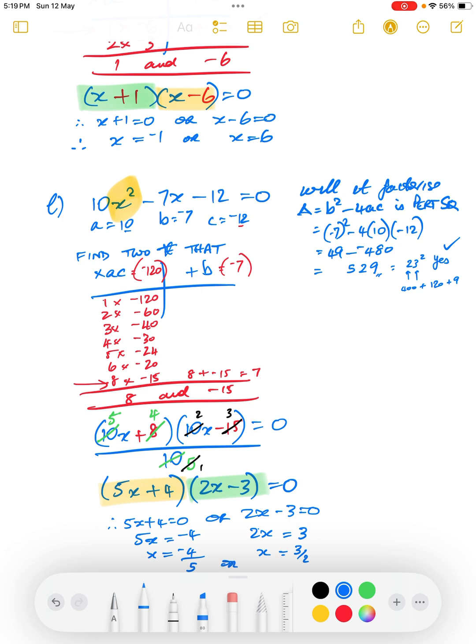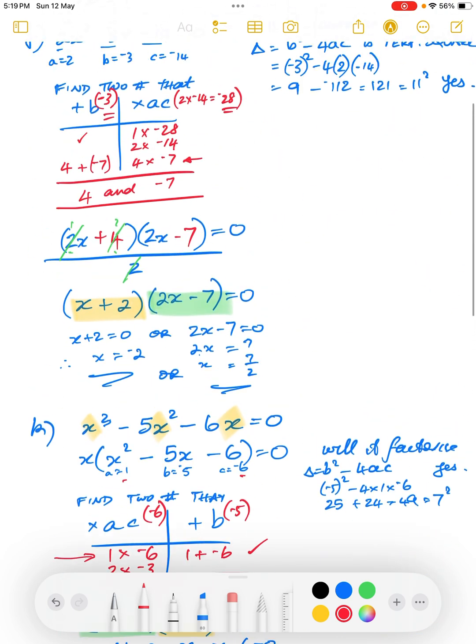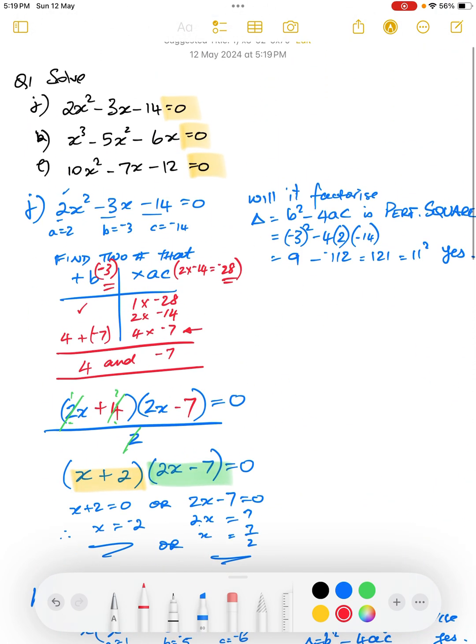Well, I'm going to do a quick check because this was a long one. Let's just check x equals negative 2 and 7 over 2. 2 times negative 2 squared, take away 3 times negative 2 minus 14. Does that equal 0? 2 times 4 is 8. 8 plus 6, negative times negative is a positive. And yes, 14 minus 14 equals 0, so that's true.